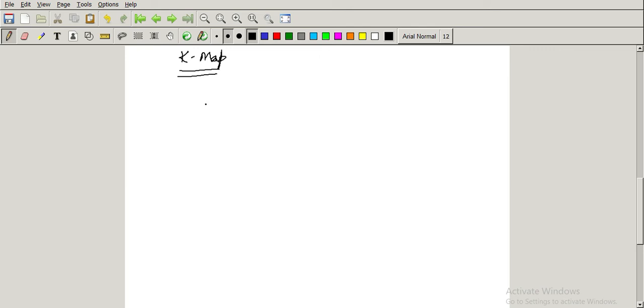Then from chapter 2, we have chapter 2.1 to 2.7, but 2.5 is not there in your syllabus as per the guidelines. And in chapter 2 we have covered all the important topics.